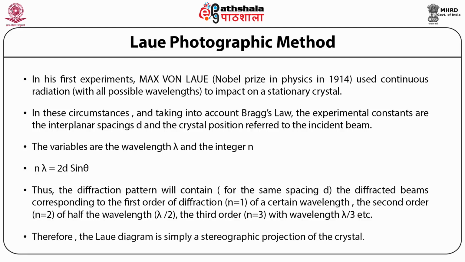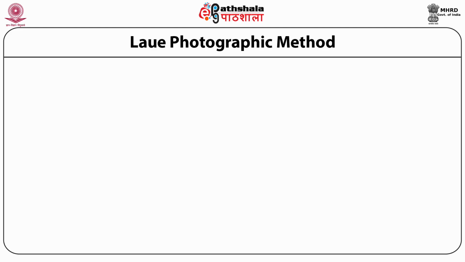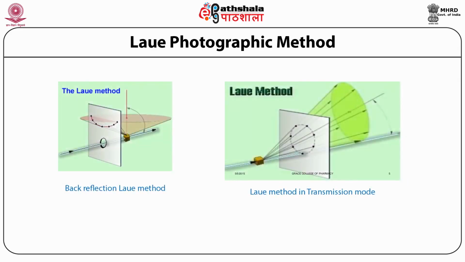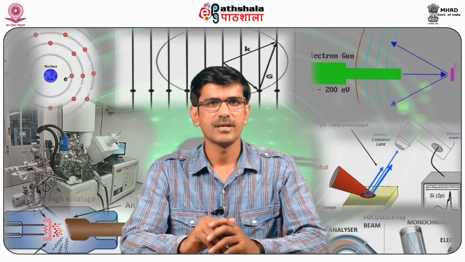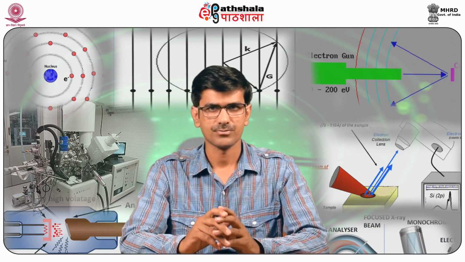Therefore, the Laue diagram is simply a stereographic projection of the crystal. The Laue photographic methods: the images are shown in the transmission mode. Next topic is the Bragg's X-ray spectrometer.